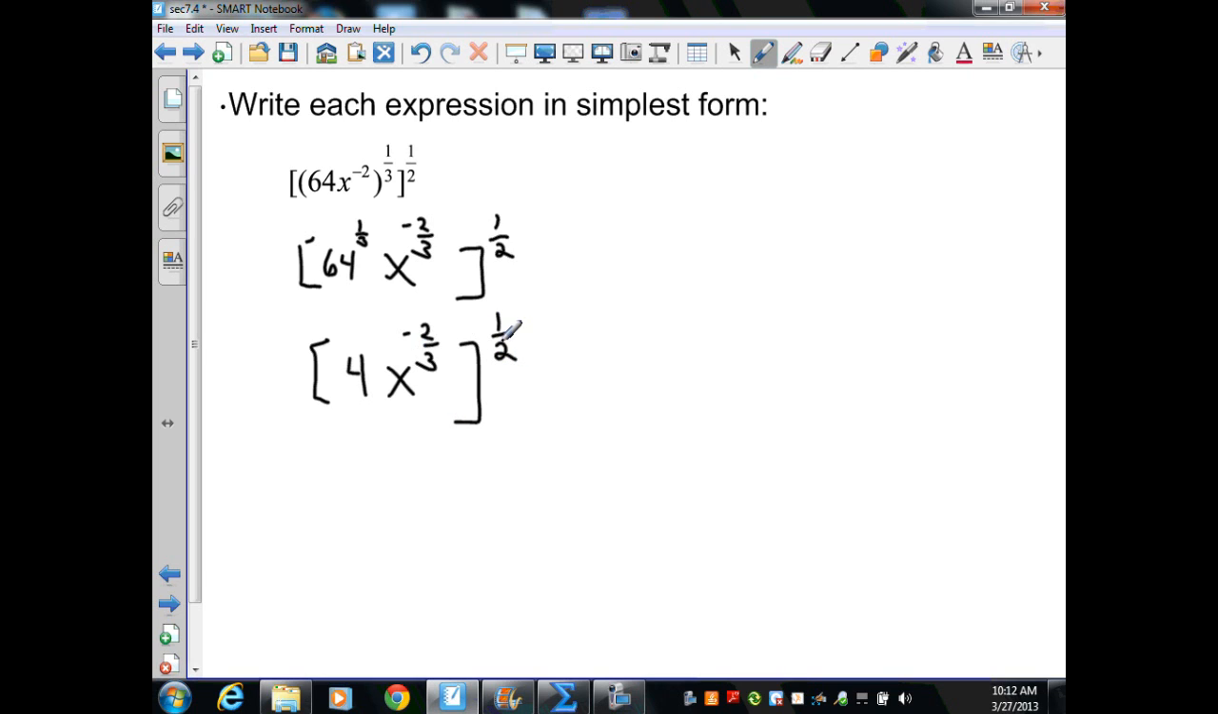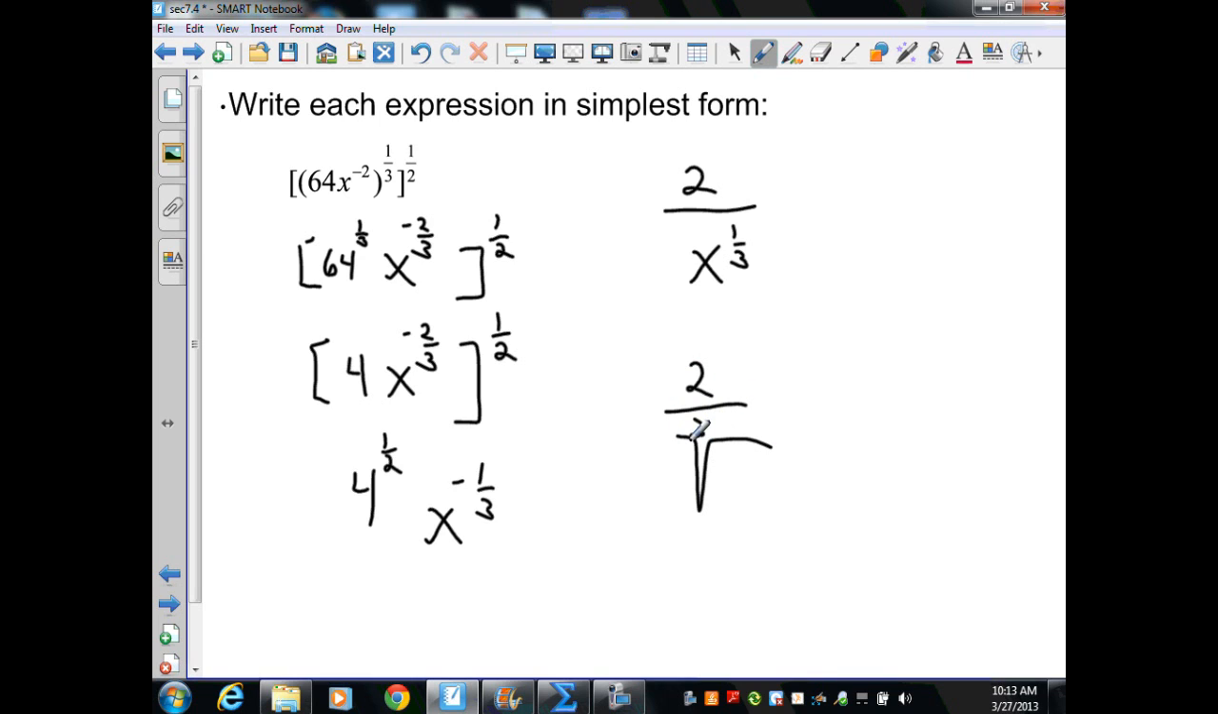Now I need to do power to power again. That's going to give me 4, its exponent is 1 times the 1/2, so 4 to the 1/2 power. X, a negative 2/3 times a positive 1/2 is a negative 1/3. This is the square root of 4, which I know is 2. And since x has a negative exponent, that needs to go to the denominator, which is x to the 1/3. I could rewrite that as 2 over the cube root of x, but this is fine.